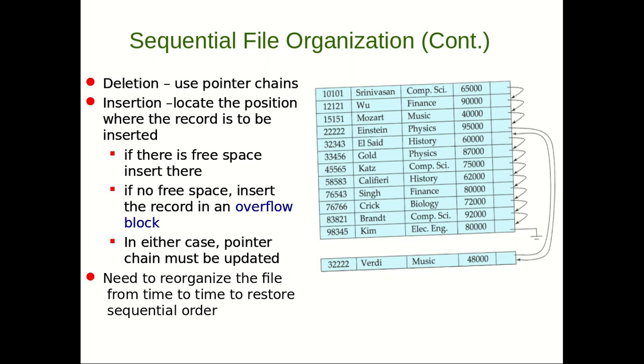For example, here is a sequential file example where records are kept in the order of a field. The first field is 10101, then 15151, 22222, and the next one is 32222. This record should be inserted before it, but there is no space there, therefore an overflow block is used. Now it is pointing here, and this record should be inserted here. A physical order is required in the case of sequential file organization.